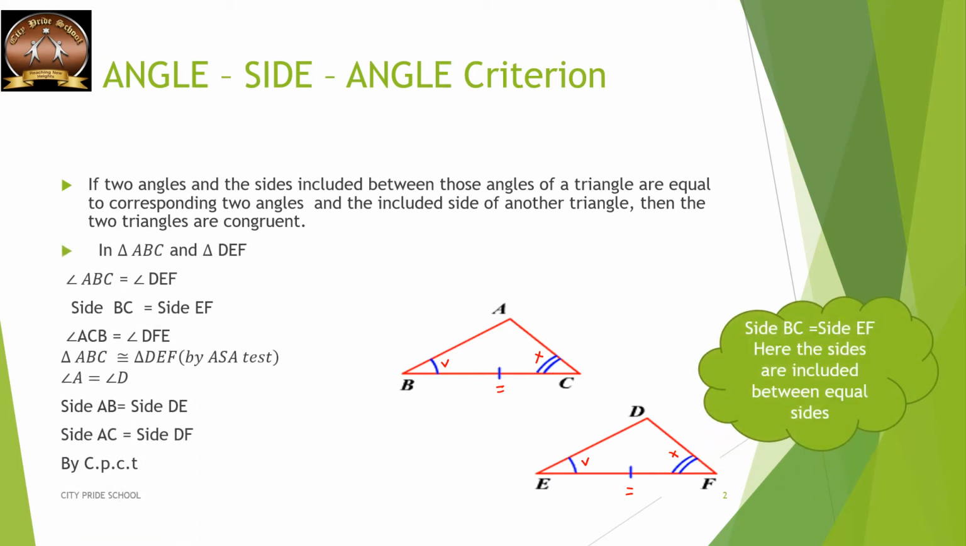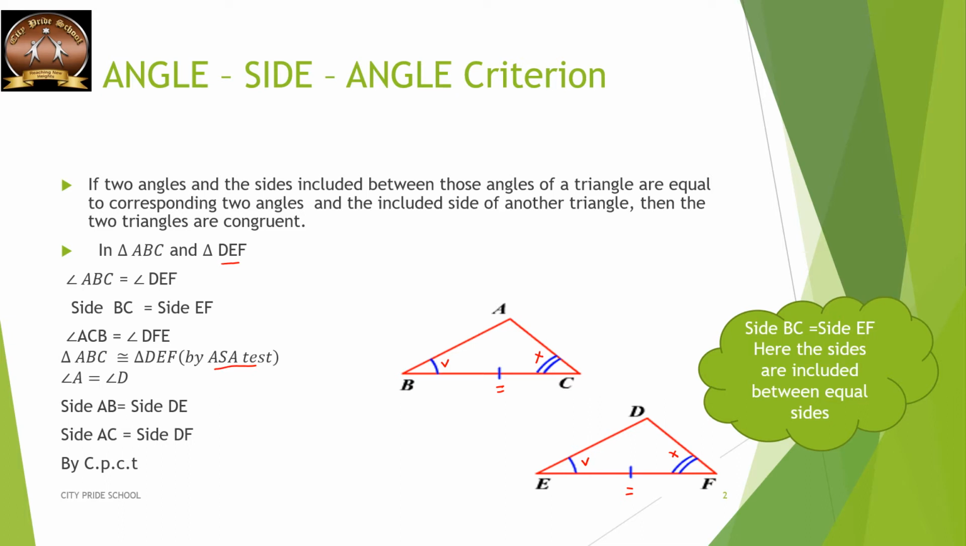So let us see how to write this. So I start with naming the triangle, that is in triangle ABC and DEF. Angle ABC is equal to DEF, side BC is equal to side EF, that is it is the included side. Then angle ACB is equal to DFE. So these two triangles will be congruent by ASA test.